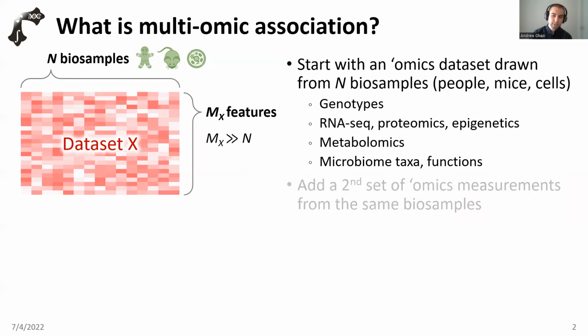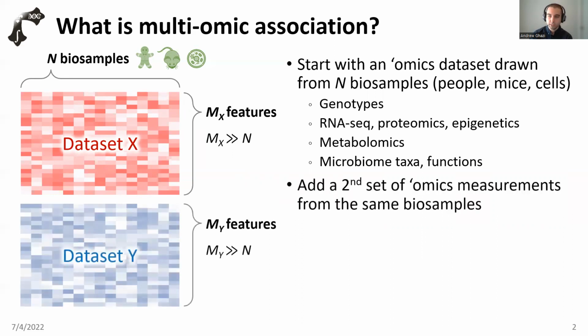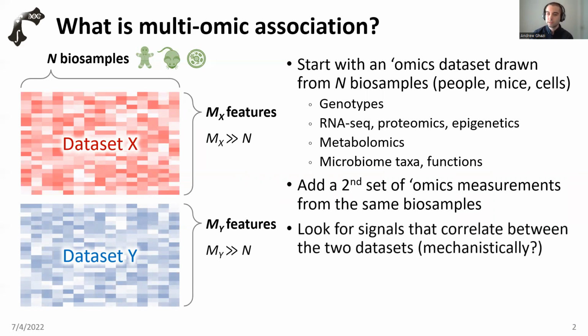And then we collect a second high-dimensional data set, Y, that has M_Y features, but critically on the same N biosamples. The second data set is also high-dimensional, but it's a different type of features. So maybe it's microbial abundances or RNA expression or something. And we want to look for signals that correlate between the two data sets, and groups of signals that correlate.